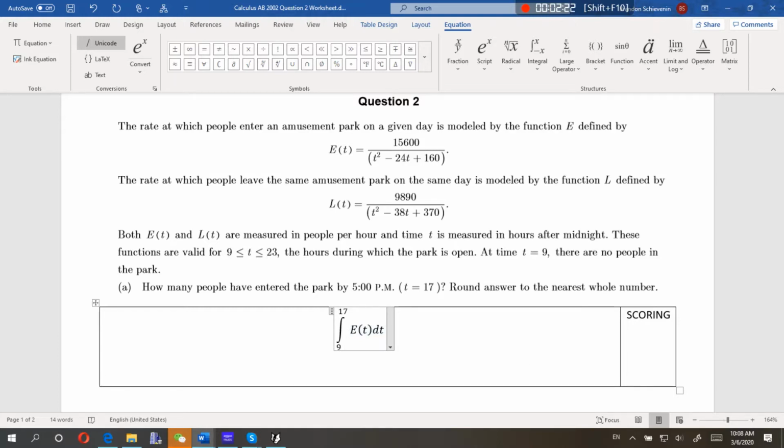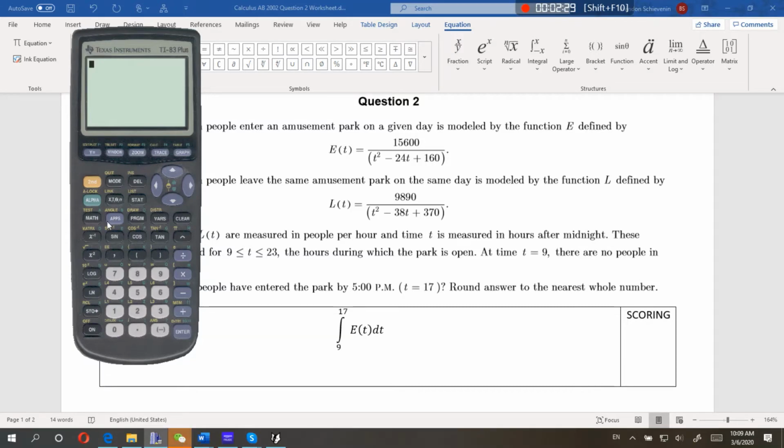Okay, so if we do that, in order to keep these all in my calculator so that we can use them for formulas later, I'm going to type them into y values. So y1 will be E of t, and then y2 will be L of t. So y1 is 15,600 divided by, I'm going to throw a parenthesis here, t squared minus 24t plus 160. Then y2 is 9,890 divided by t squared minus 38t plus 370.